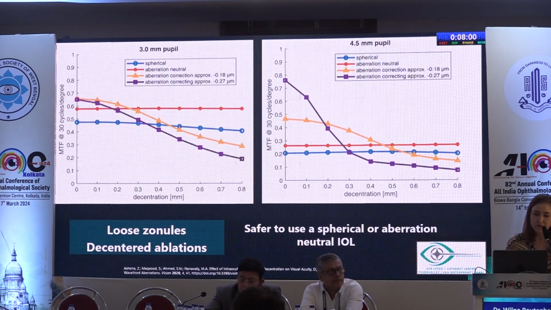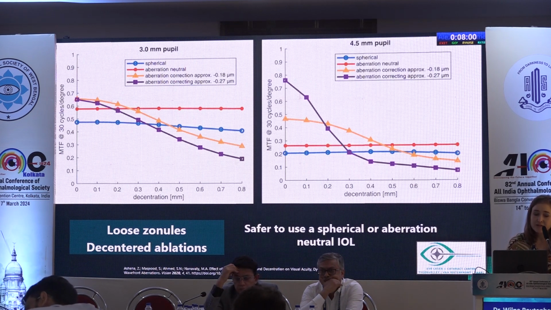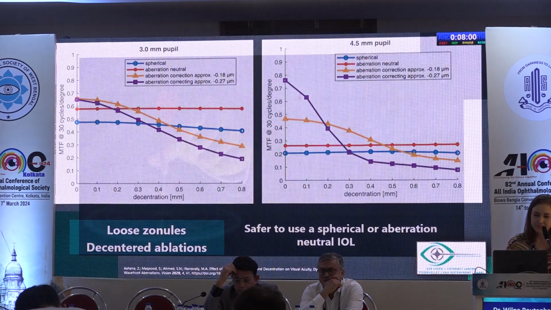But it is also important to note that if you have loose zonules or if you have a decentered ablation, it is safer to stay with a spherical or aberration neutral intraocular lens, especially if the decentration is more than 0.5 or 0.6 millimeters, because then you can get quite a decrease of the MTF.